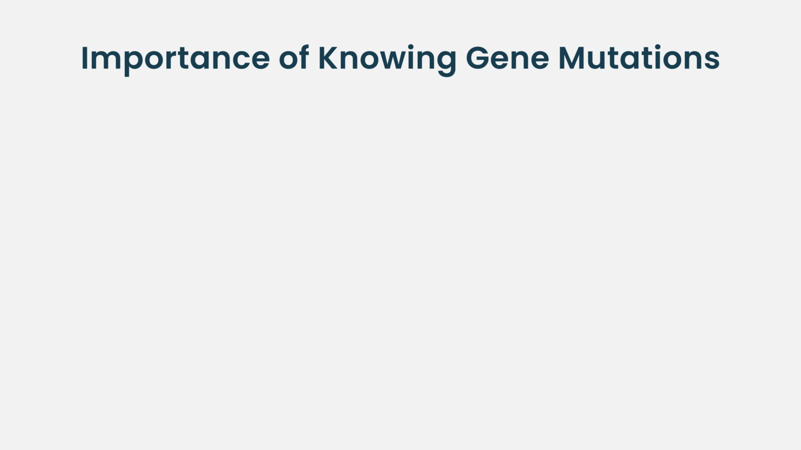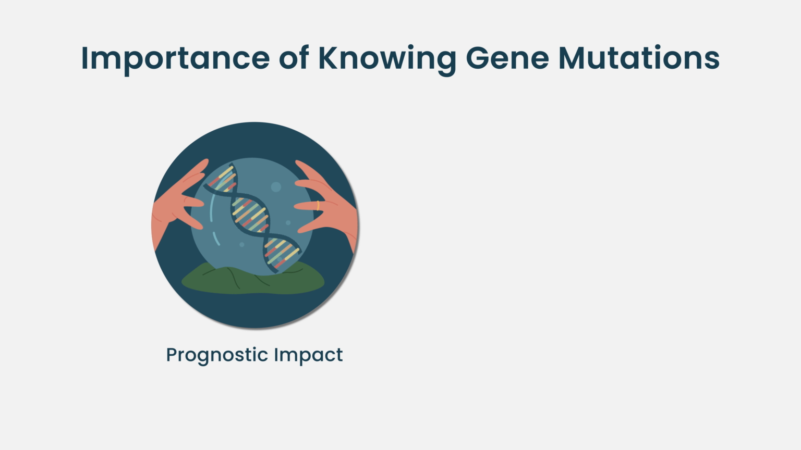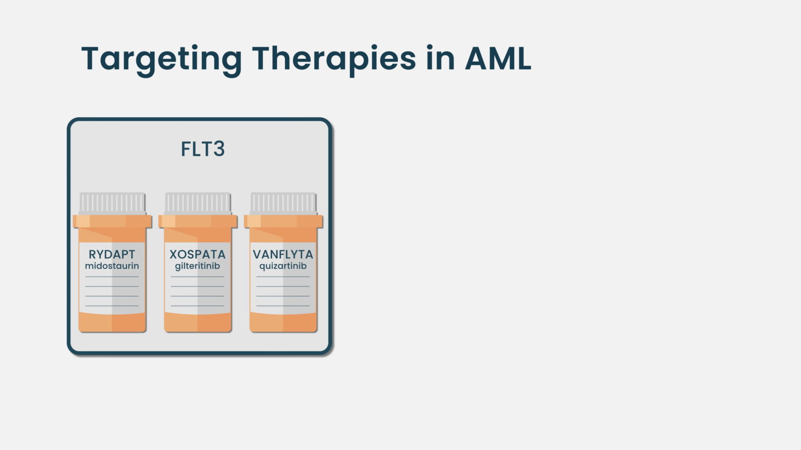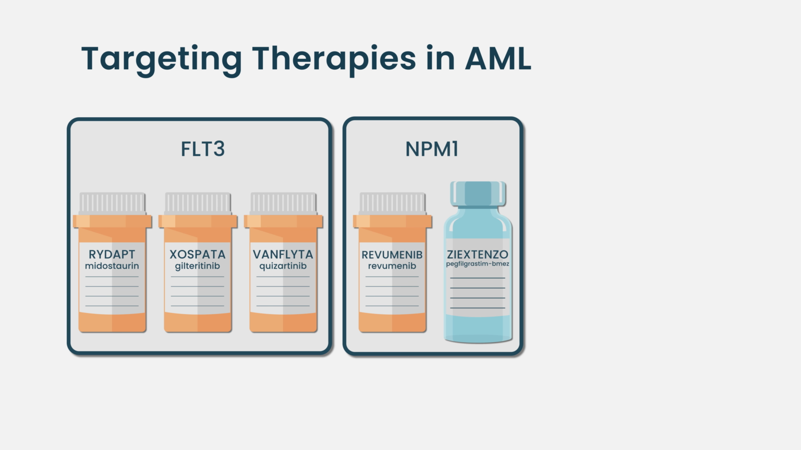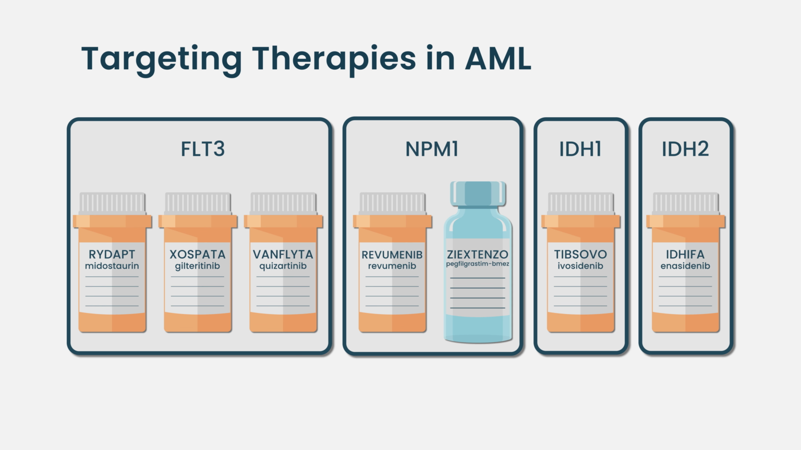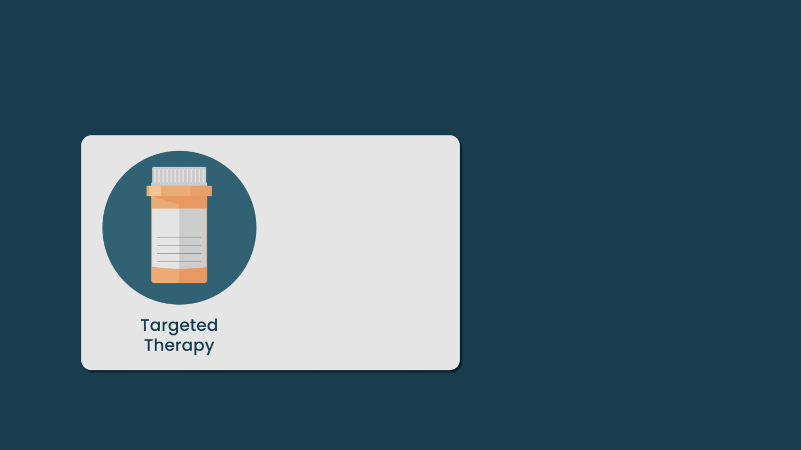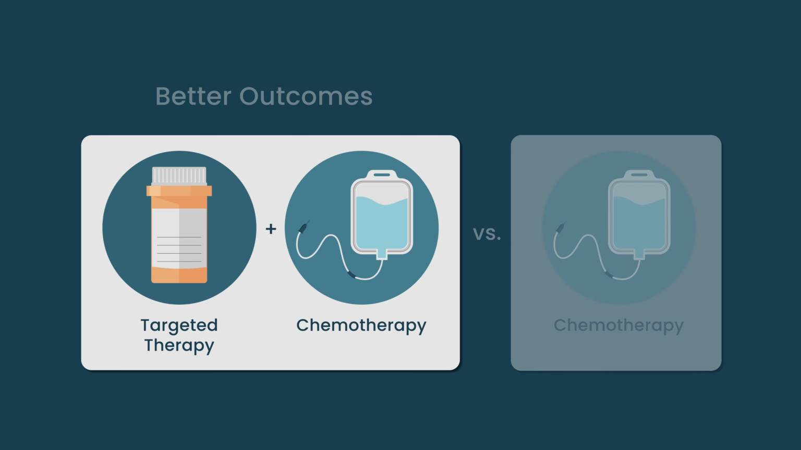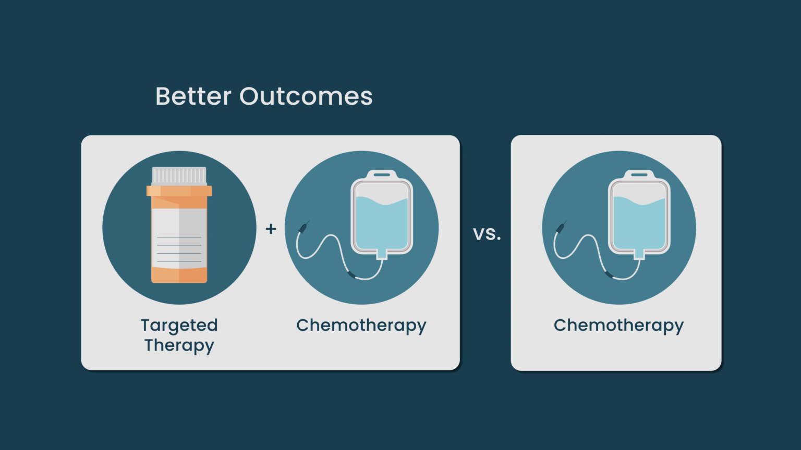So those mutations have both prognostic impact and they are also able to have specific drugs that target them. And having those specific drugs that target them is what makes them important. Of the mutations that I just talked about, we have drugs that target FLT3. We have a new drug that targets NPM1. We have drugs that target IDH1 and IDH2. And we've already seen in clinical trials that when you give these targeted therapies in combination with chemotherapy, those patients actually do better than if you just give chemotherapy alone.